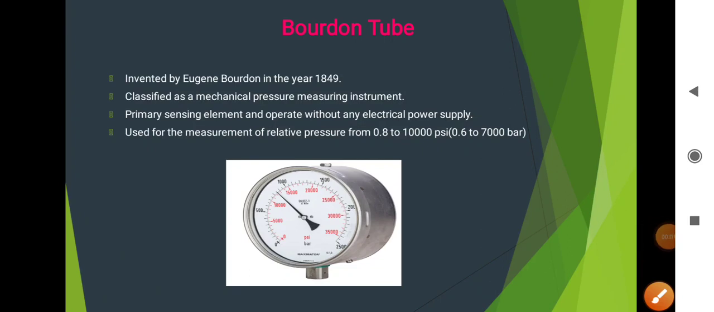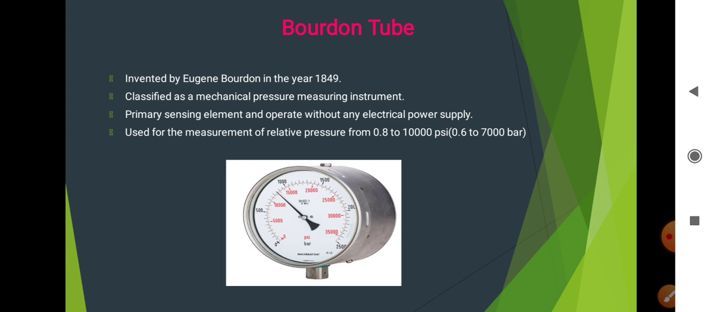Hi everyone. Here I am going to discuss a very important topic in measurement systems, that is the Bourdon tube. So what exactly is it? This is a pressure transducer, which means it converts one form of energy into another form. It is commonly used for measuring the gauge pressure of both gases and liquid fluids.